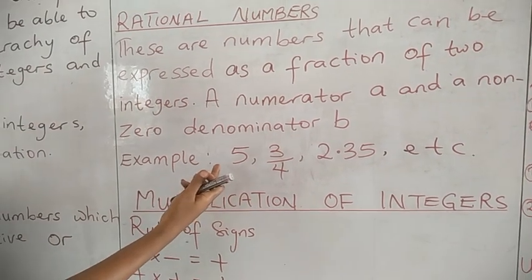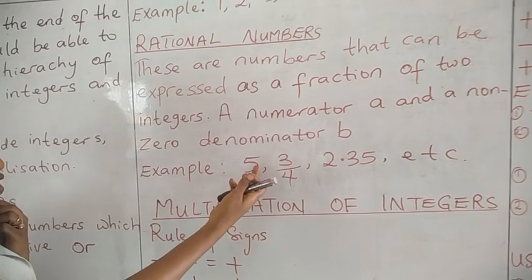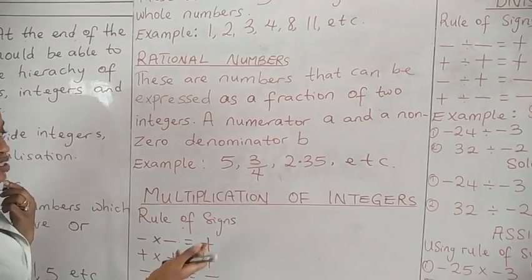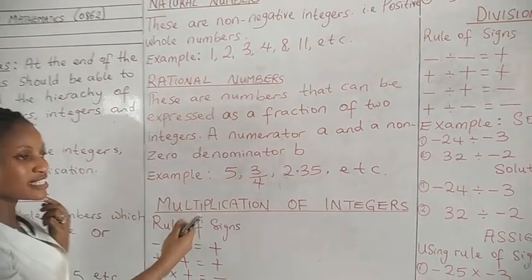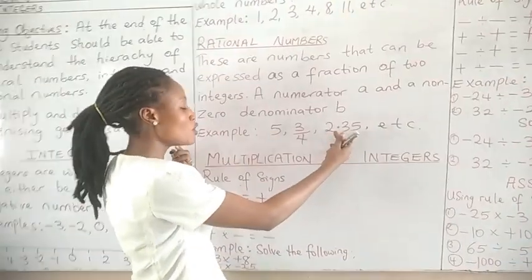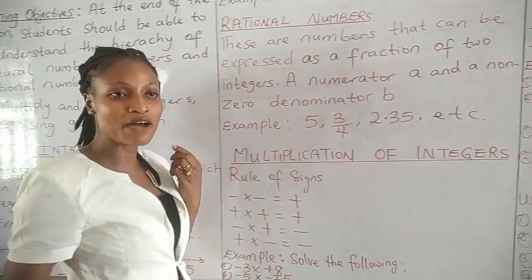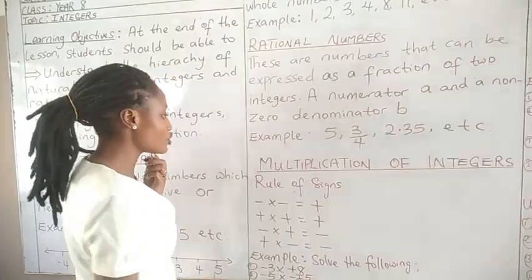5 is an example of a rational number. Why is 5 a rational number? When you have 5/1, you will still get the same value. It means it can also be expressed as a fraction. Then we have 2.35. 2.35 can be written as a fraction.